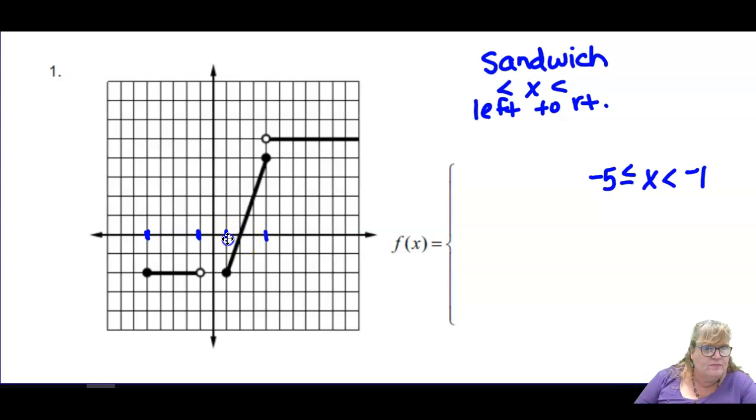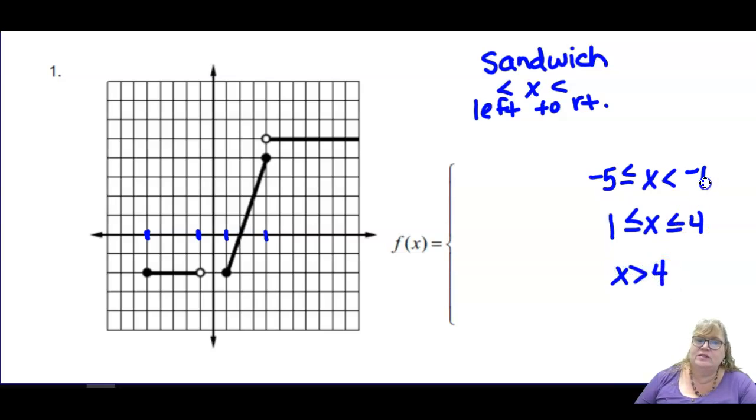From 1 to 4, we have a new rule. And that one is included on both ends. So we could say X is between 1 and 4. And then over here, this third piece up here goes from 4 to the right. Yep, from X equals 4 to the right, but it has an open circle. So that would be X is greater than 4.